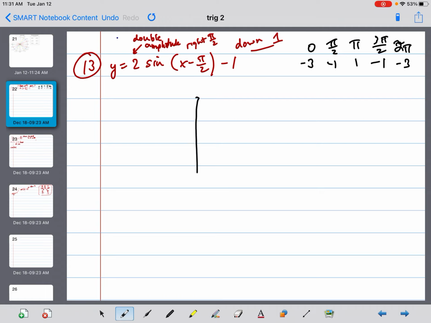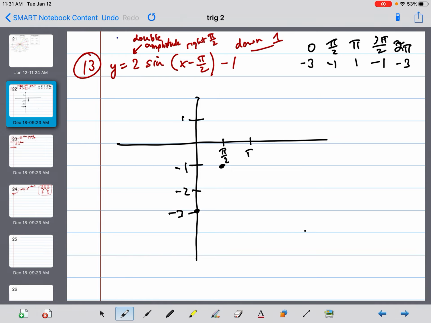Let's take a look at what's going on here with the graph then, okay? So I'm going to put the graph right there, put positive 1 up there, negative 1, negative 2, negative 3. So at 0, it's already at negative 3. At pi over 2, it's at negative 1. At pi, it's at positive 1. At 3 pi over 2, it's back down to negative 1. At 2 pi, it's down to negative 3.